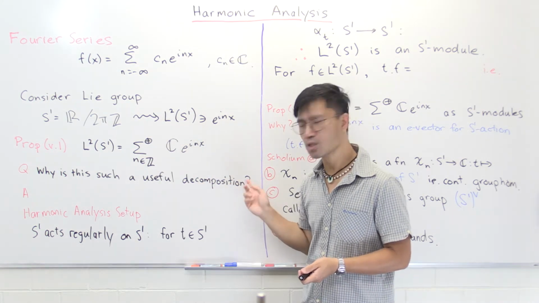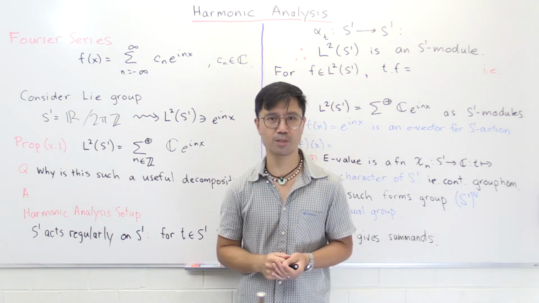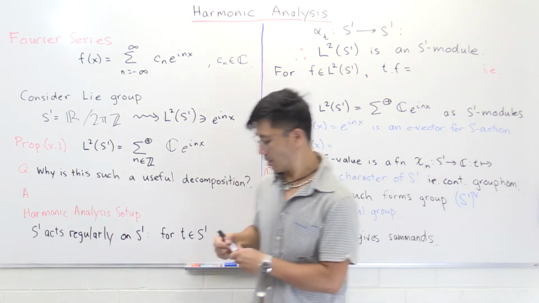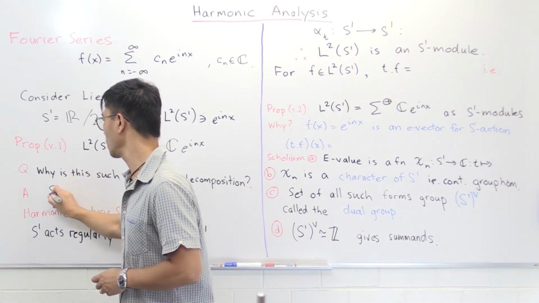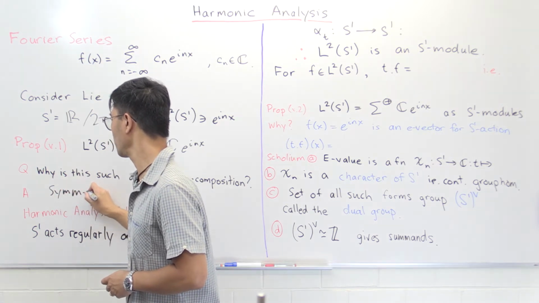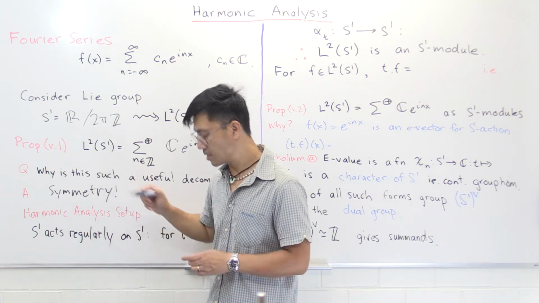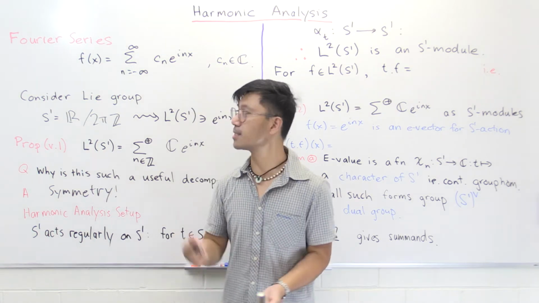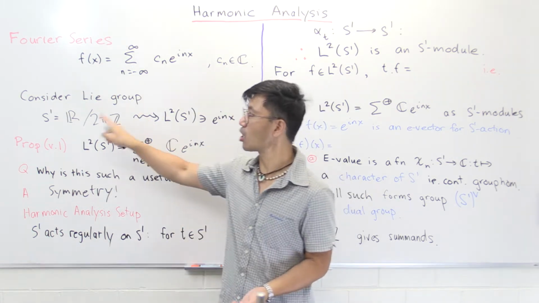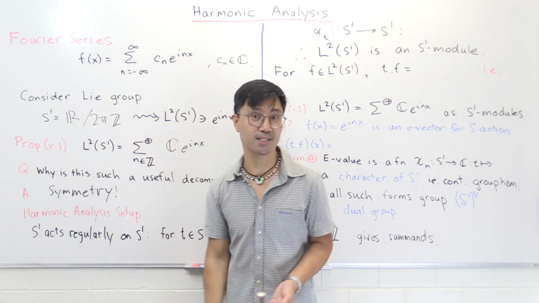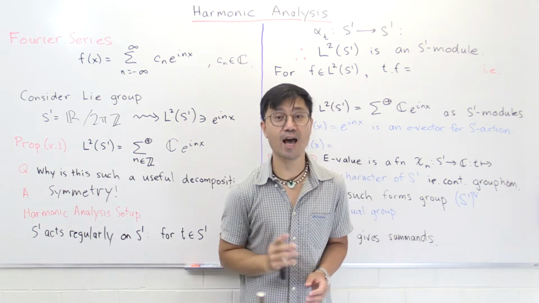And so the question is, why is this such a useful decomposition? The answer I want to give to you in this video is very simply symmetry. Symmetry is the answer to this question, and the symmetry that's involved here is the symmetry of a Lie group, and it's going to be this Lie group here, the circle group, which we can think of as R mod 2 pi Z. Let's see how to set that up.